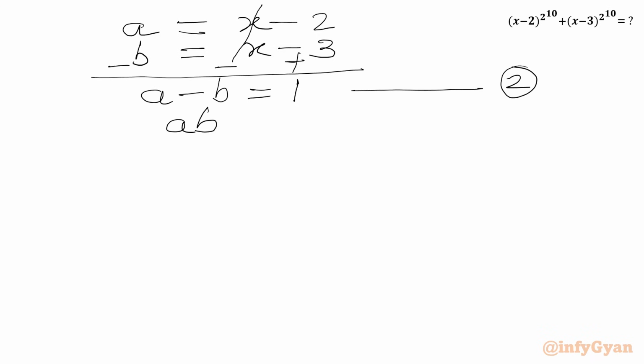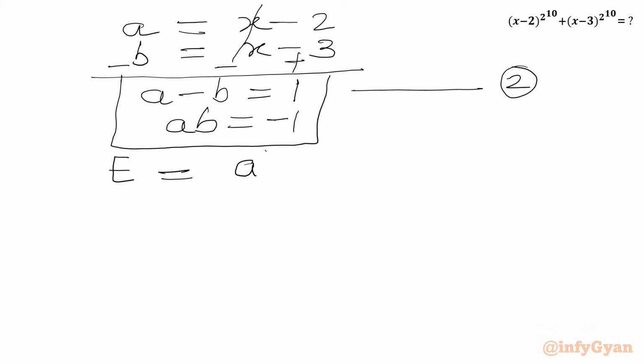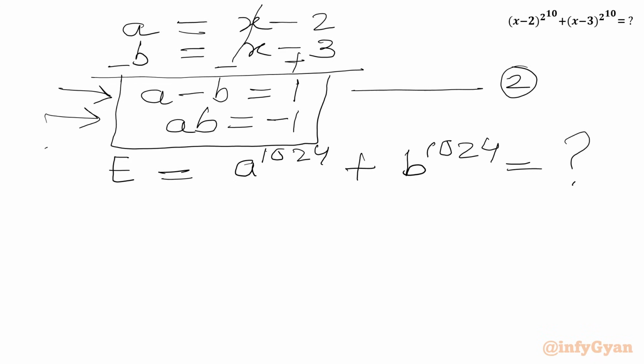First equation was A times B = −1. Now we have one new system of equations from which we have to find our required expression E = A^(2^10), which is A^1024, plus B^(2^10), which is B^1024. So with the help of this system of equations, we have to find our required expression A^1024 + B^1024.